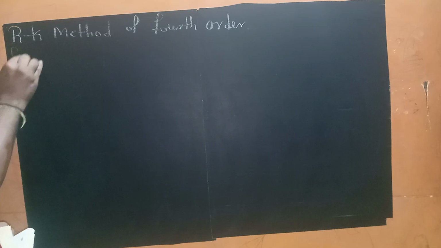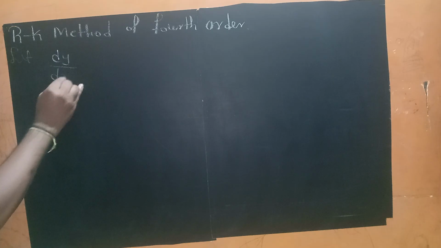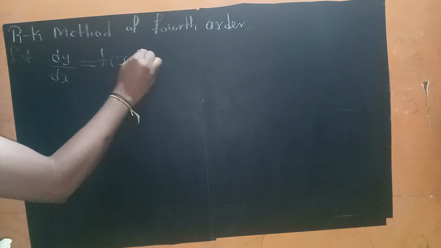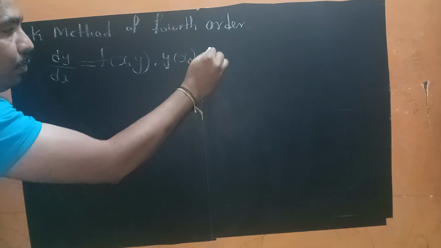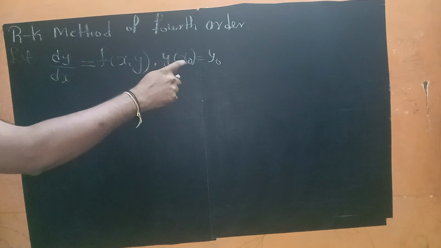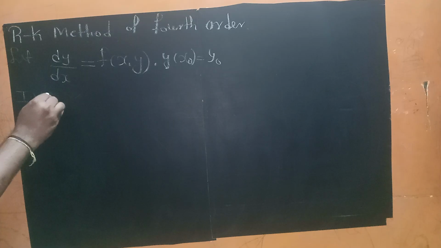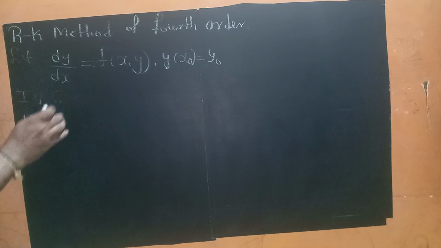Now I am taking one simple differential equation. Let dy by dx equal to f of x comma y, with the initial condition y of x naught equal to y naught. Here we have the differential equation dy by dx, and y of x naught equal to y naught is the condition. Usually there are two types of conditions: initial value conditions and boundary value conditions.